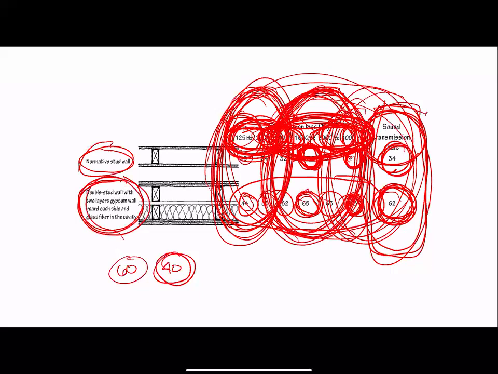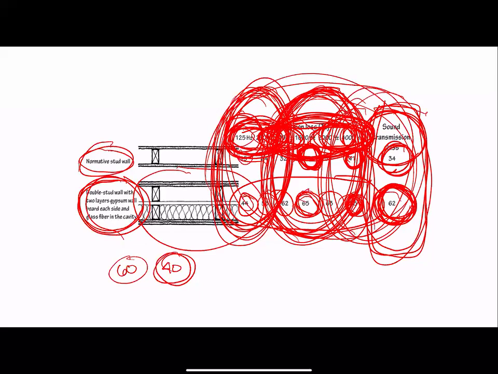So we see that the normative stud wall has a sound transmission class of 34, and the double layer stud wall that's robust has a sound transmission class of 62. Just keep those numbers in mind, for your own knowledge. If you do almost nothing, you can get to 35, and you have to do a lot to get to like 62.